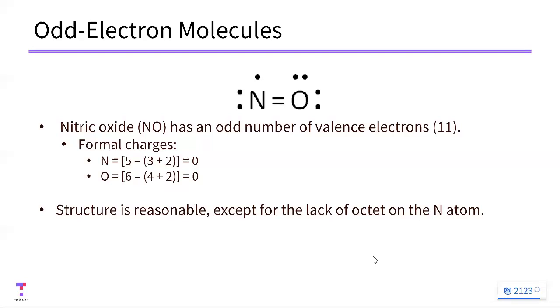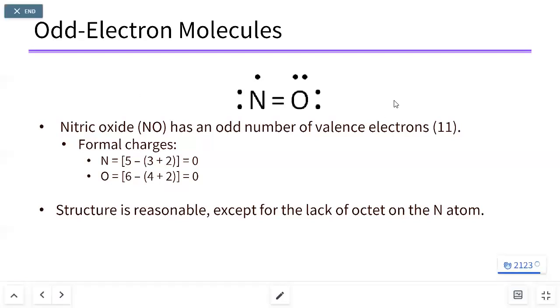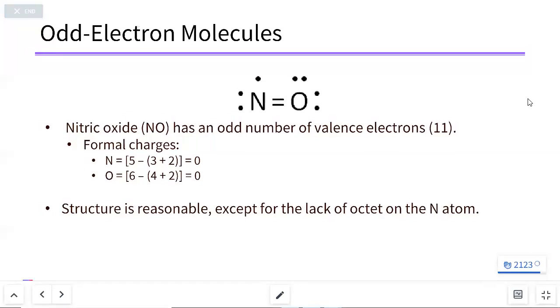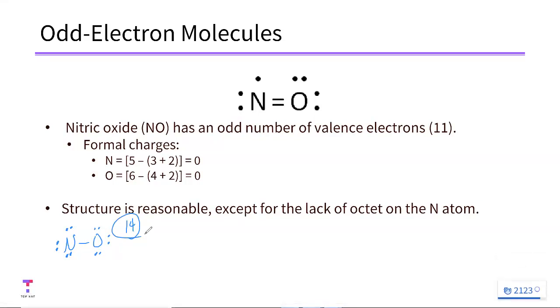If I were to draw the structure for nitrogen monoxide using the process that we talked about on Wednesday, it would look something like this, where I've got nitrogen single bonded to oxygen, and if I fill out all of the octets, it looks like this. And I counted up, I've got 2, 4, 6, 8, 10, 12, 14 electrons in this structure. And automatically I would look at that and go, 14, that's not right. I'm only supposed to have 11.